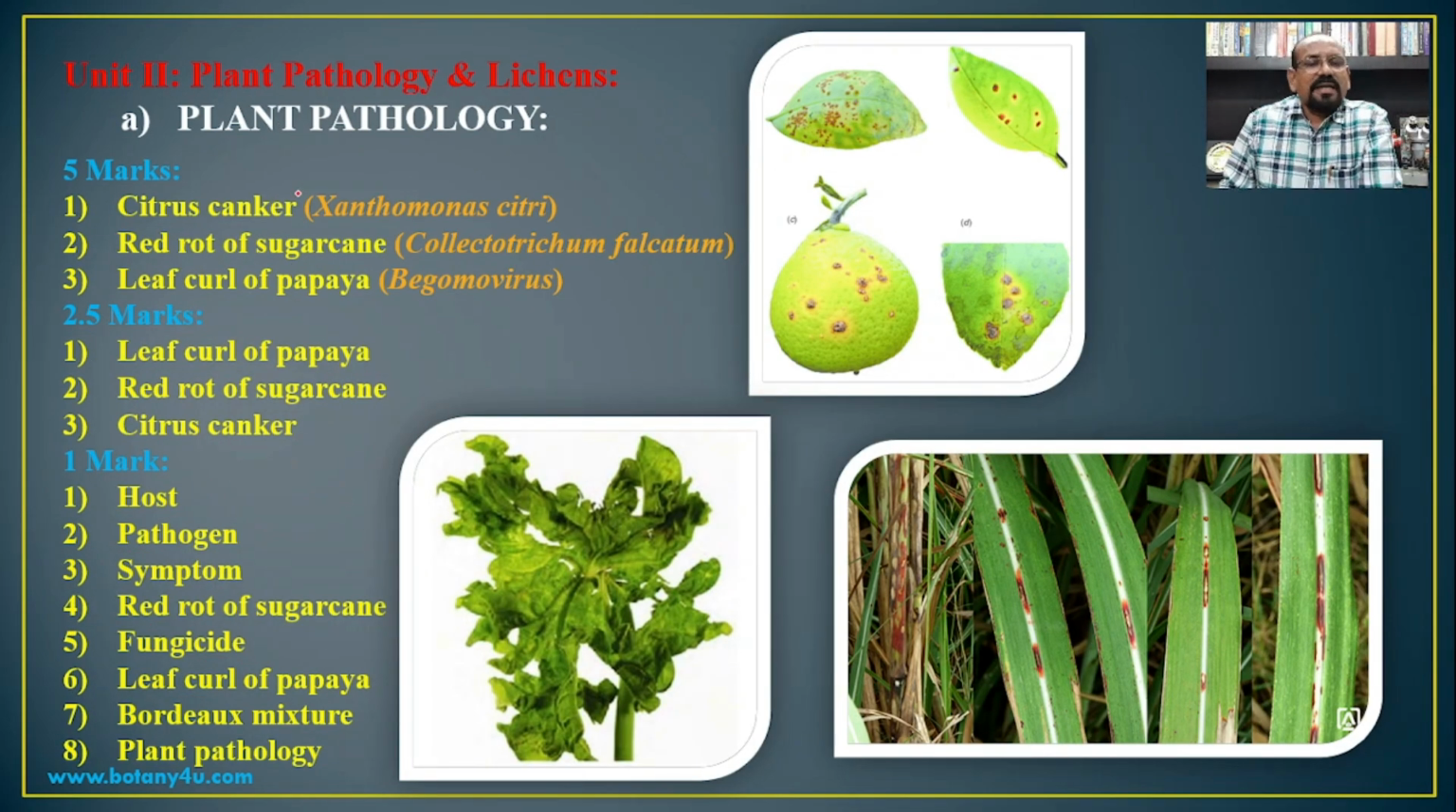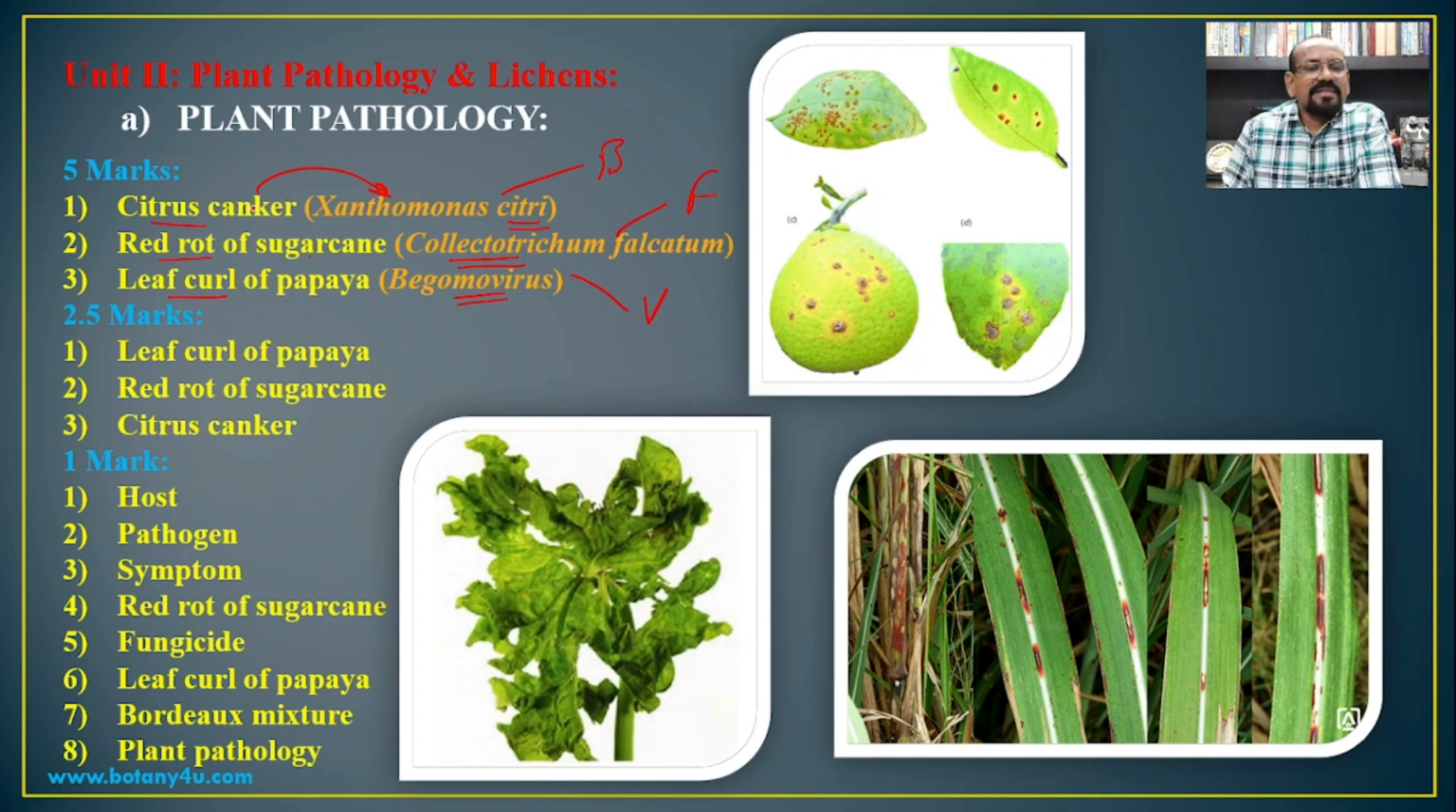Then in the second unit, that is plant pathology, the questions for 5 marks will be on each plant disease. Already we have seen that in the syllabus there are 3 different plant diseases: citrus canker, red rot of sugarcane, and leaf curl of papaya. Citrus canker is caused by Xanthomonas citri. Red rot of sugarcane is caused by Colletotrichum falcatum, and leaf curl of papaya is caused by a begomovirus. That means one is a bacterial disease, another is a fungal disease, and the third one is a viral disease. So 3 different types of diseases.